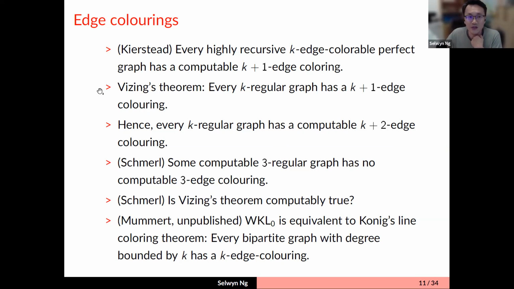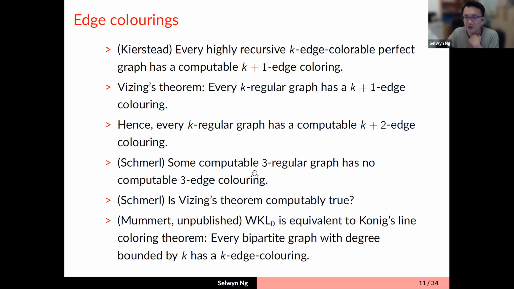And I also want to mention this well-known theorem of Weihrauch's, that every k regular graph, actually his theorem is a little bit stronger, every graph of degree less than or equal to k has a k+1 edge coloring. Now, combined with Kierstead's results, that means that every computable k regular graph has a computable k+2 edge coloring.